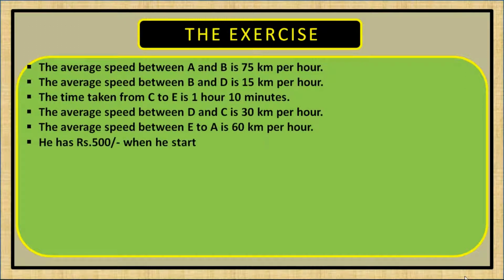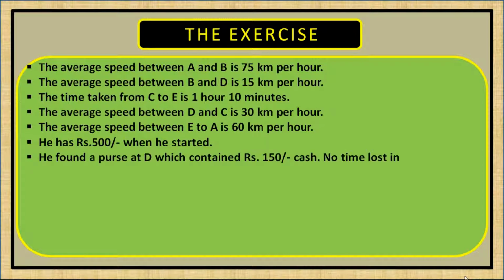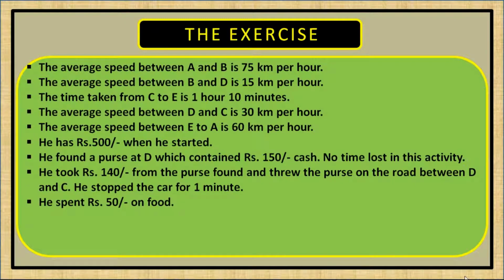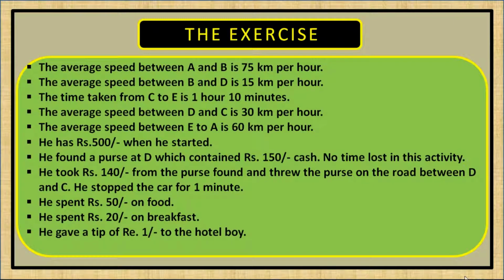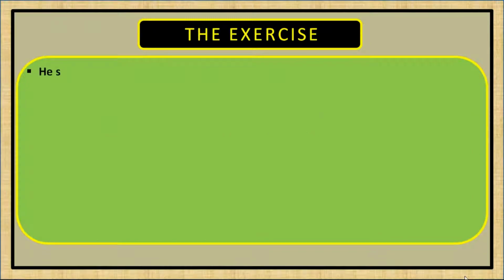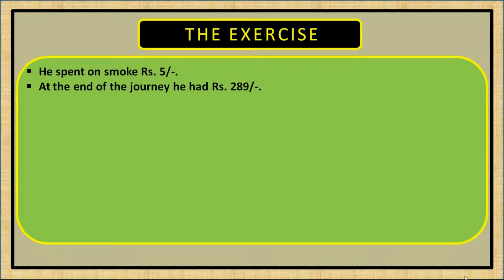He has rupees 500 when he started. He found a purse at D which contained rupees 150 cash. No time lost in this activity. He took rupees 140 from the purse found and threw the purse on the road between D and C. He stopped the car for 1 minute. He spent rupees 50 on food. He spent rupees 20 on breakfast. He gave a tip of rupee 1 to the hotel boy. He bought petrol for rupees 275 at B, which took 10 minutes. He spent on smoke rupees 5. At the end of the journey, he had rupees 289.